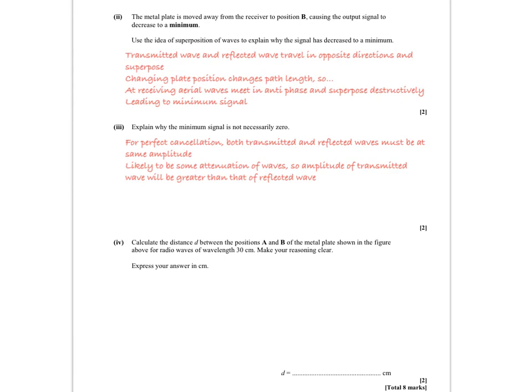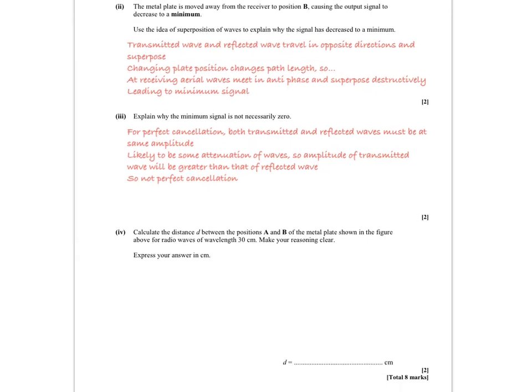It's likely that we'll get attenuation of the waves, so that's a decrease in amplitude as we get further from the source. And so the amplitude of the transmitted wave will be greater than that of the reflected wave. The other thing we might do is lose amplitude on the reflection. Either way, if those 2 waves don't have the same amplitude, we're not going to get perfect cancellation, and so we're not going to get 0 amplitude.